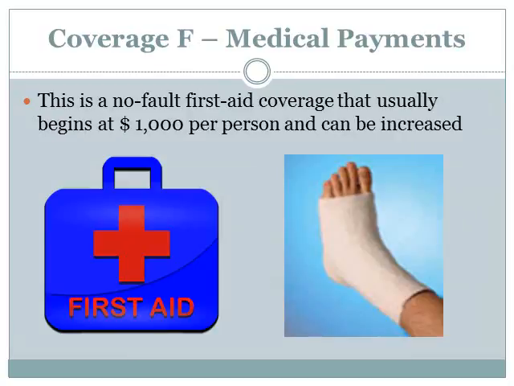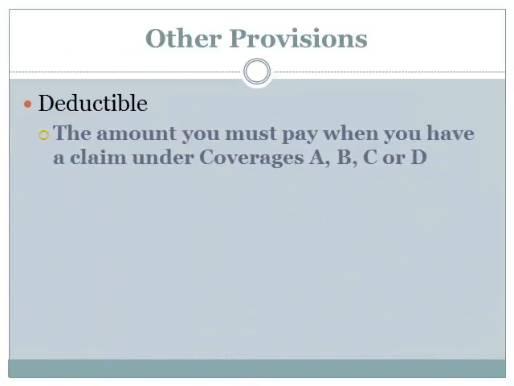The final coverage part is coverage F, medical payments. And this is just a no-fault first aid type of coverage to take care of people that don't live at your home but may get hurt while they're there. You may have a guest visiting, they may fall down, and it may not be your fault. They may just trip over their own feet, but we want to provide them some money to take care of the emergency first aid. That comes at a beginning limit of $1,000 per person, and like the liability, that can and should be increased.